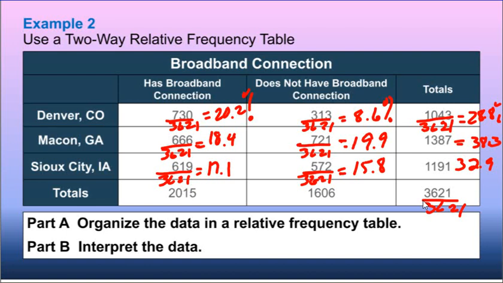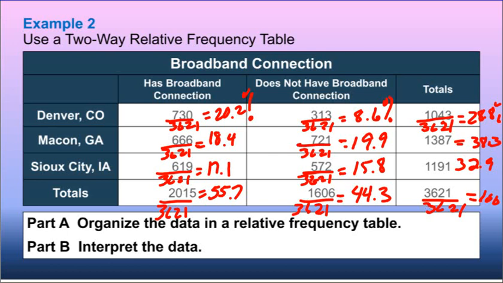Then we can just add straight down to get our total. So 20.2 plus 18.4 plus 17.1 gives us a total of 55.7. I'm just writing the 3621 underneath here, even though I don't have to do that. 8.6 plus 19.9 plus 15.8 should give us 44.3. This should equal 100%. 55.7 plus 44.3 does give us 100.